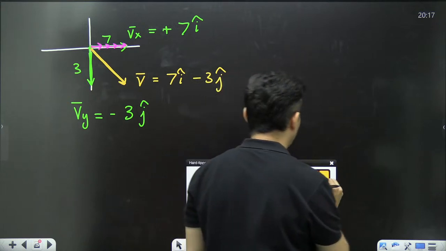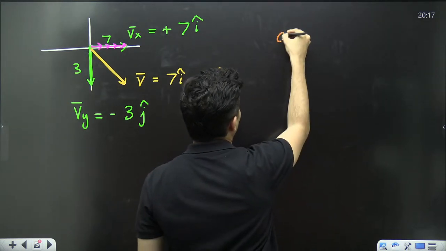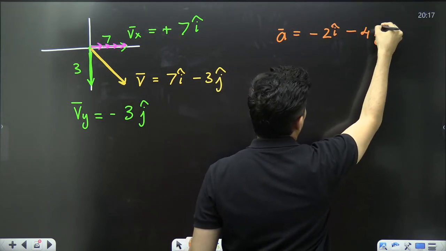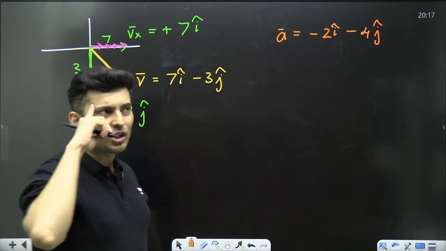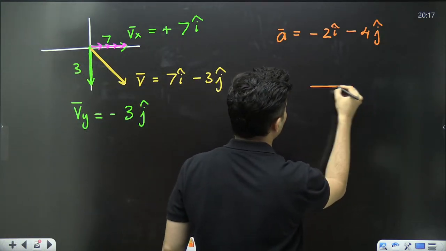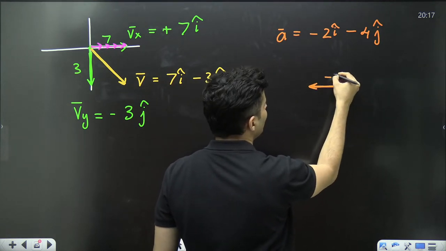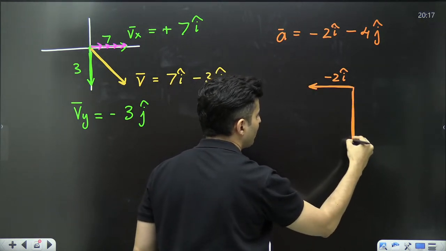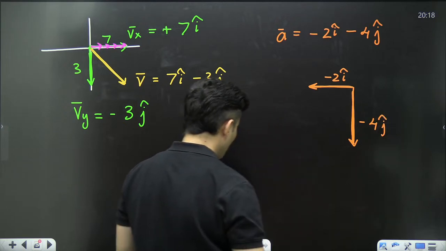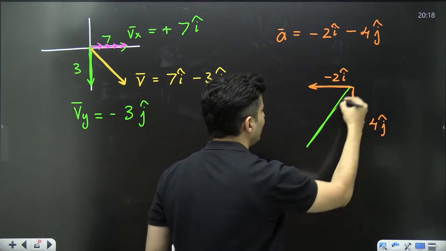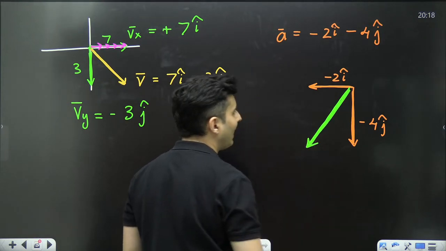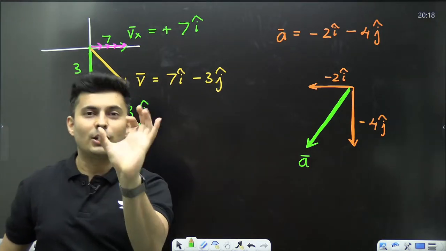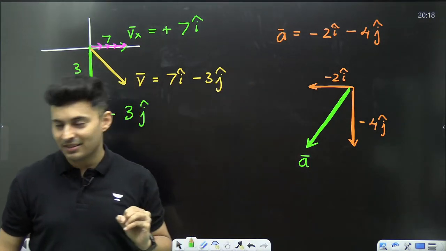If I ask you to visualize a vector A, which is minus 2 I cap minus 4 j cap, how will you visualize it? Okay, minus 2 means left side. So it will have a value like this, minus 2 I cap. Minus 4 j cap means like this. So my actual vector, guys, won't it be this one? This will be my actual vector, A bar, over here. Everybody understood this? How to write, draw, visualize vectors using IJK symbols.